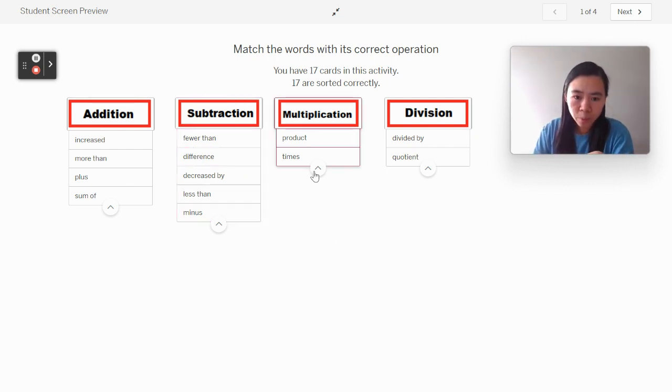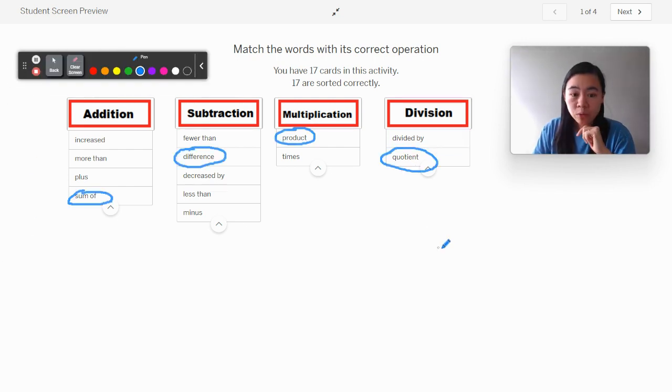Multiplication, we only have 2. Times, we know is multiply, and product. Okay, so product is the one that's a little bit tricky. Product, the product of 7 and 8 is 7 times 8. 56. Division, divide by, and then quotient. Know that quotient is division. Okay? So these right here are the ones that can be a little bit tricky that you guys can forget. So make sure you know these 4. Sum of, difference, product, and quotient.